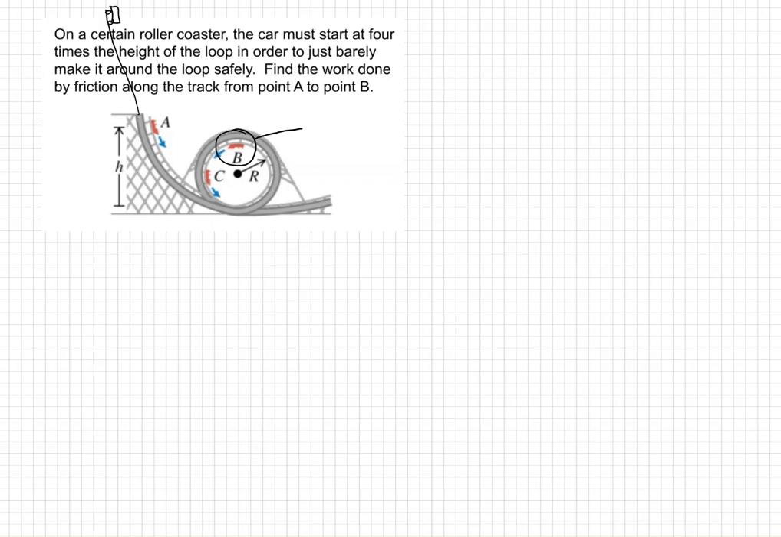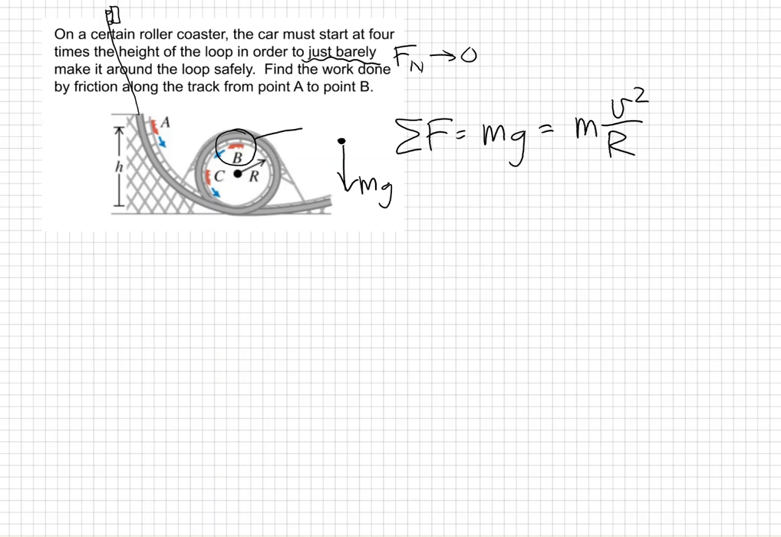In order to just barely make it around, this means that the normal force at the top of the loop goes to 0. So at this point, you have only the gravitational force downward, and the sum of the forces is then just mg, which equals mv squared over r, since it's going around in a circle. So the m's cancel, and we get that v is the square root of gr. That's the speed you need to have in order to go around.